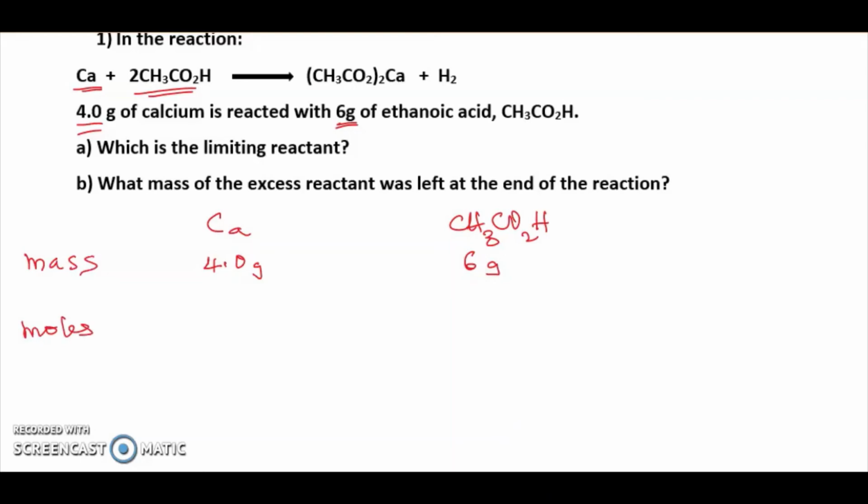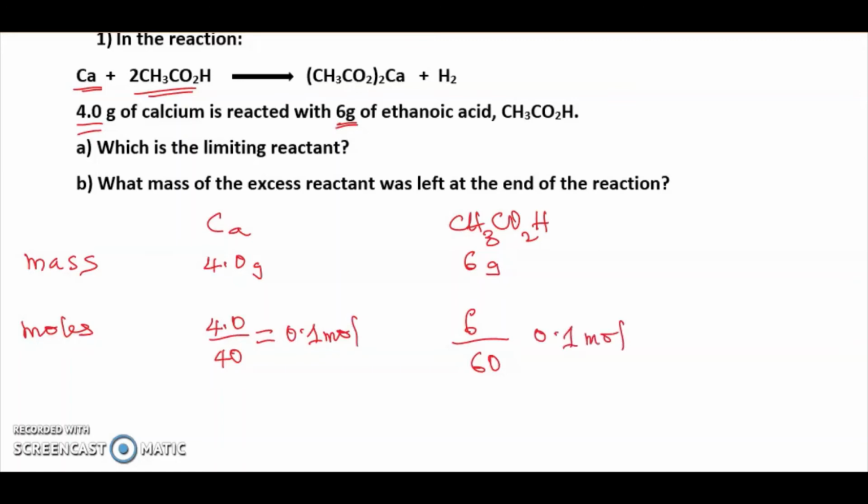For moles, we divide the mass by the molar mass, 4.0 divided by 40. The molar mass of calcium is 40. Look it up on the periodic table. Ethanoic acid, if you calculate the molar mass of ethanoic acid, you're going to have 60. Like I said, if you have difficulties calculating molar masses or relative formula masses, make sure to check out my video on calculating relative formula masses. So here, what do we have? We have 0.1 mole, and here we have 0.1 mole as well.